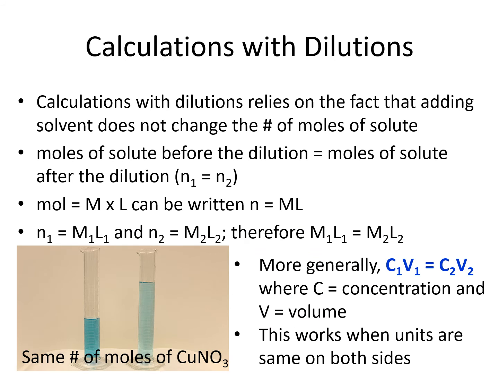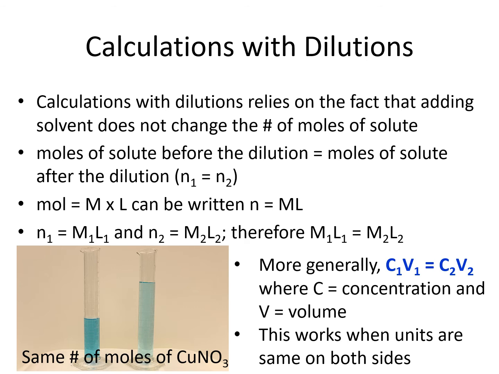When we do a calculation that's based on a dilution, this is going to depend on the fact that the number of moles of the solute will remain unchanged by adding in solvent, such as water. So the moles of the solute before the dilution equals the moles of the solute after the dilution. And sometimes we abbreviate moles as N, so N would be like number of moles. So N1 moles of solute before the dilution equals N2 moles of solute after the dilution.